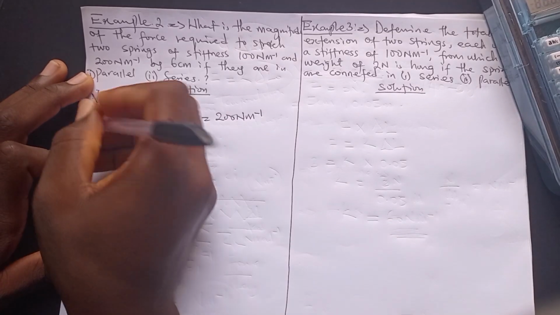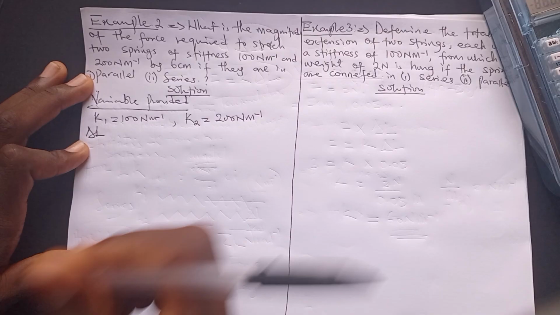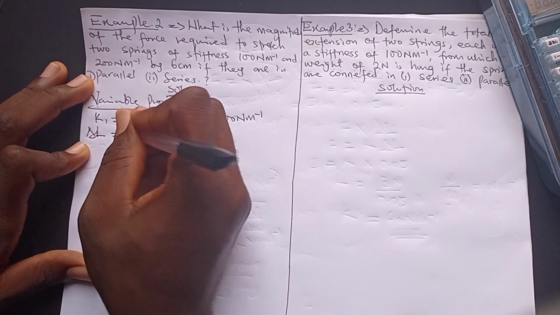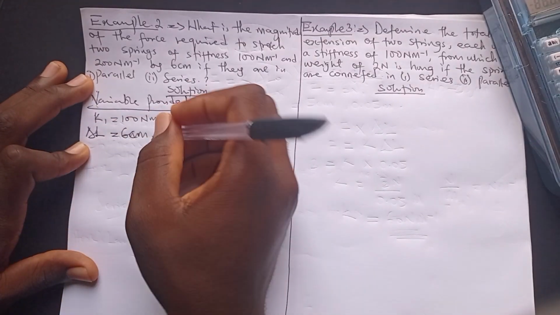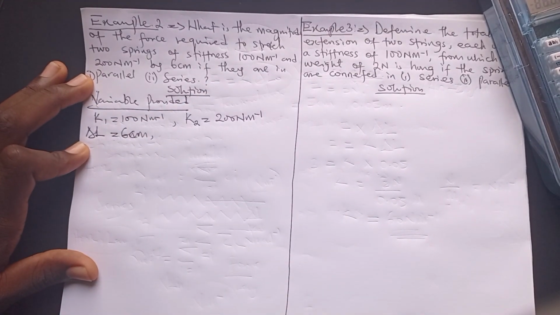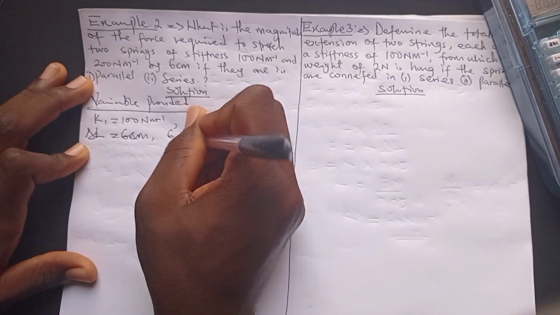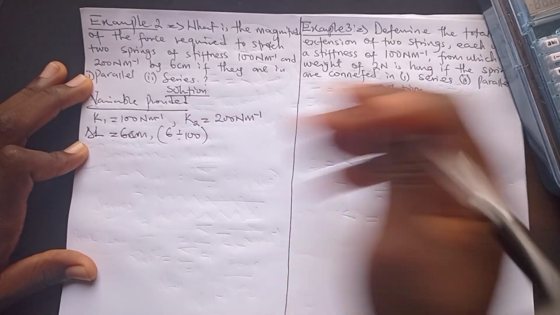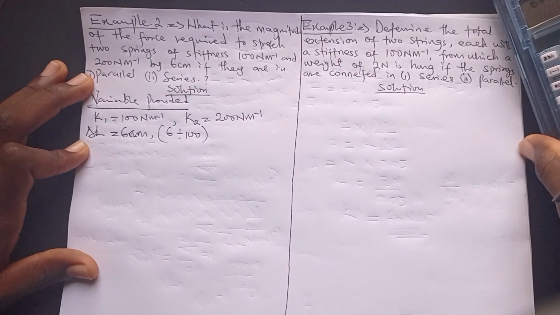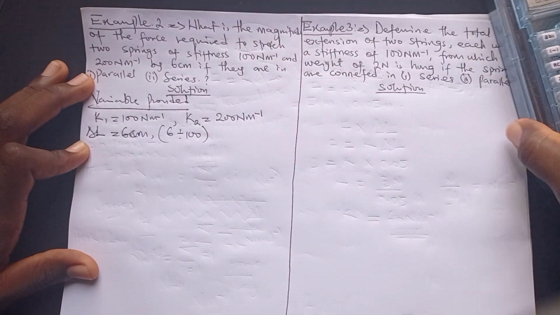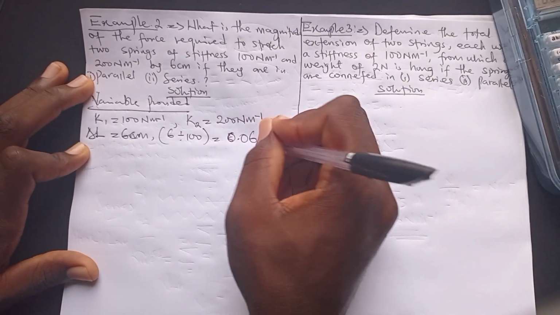So the 6 centimeter is the deformation, which is the change in length, deformation or extension. So we have to convert this 6 centimeter to meter. To convert from centimeter to meter, we divide it by 100. So we have 6 divided by 100, which is 0.06 meter.